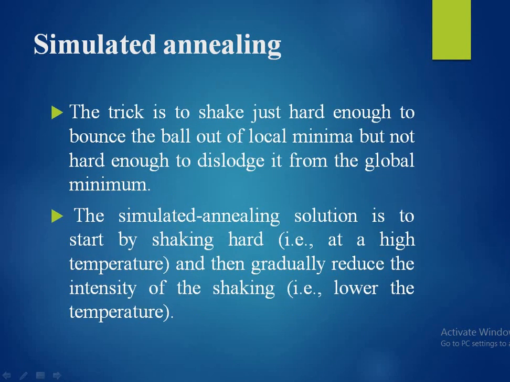The trick is to shake just hard enough to bounce the ball out of the local minimum, but not hard enough to dislodge it from the global minimum. The simulated annealing solution is to start by shaking hard, that is, at a high temperature, and then gradually reduce the intensity of the shaking, that is, lower the temperature.